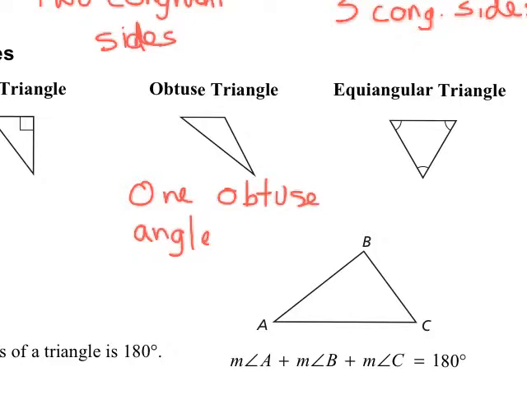And then an equiangular triangle means all angles are congruent. Okay, all angles are congruent. So if I'm looking at a triangle, I can name it with two names, right? So let's say I had this. What would that be? So first you name by angles, then you name by sides. Acute isosceles triangle, right? So it would be an acute isosceles triangle.